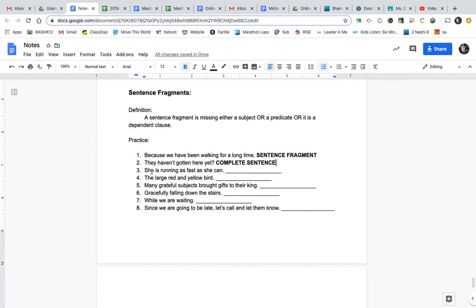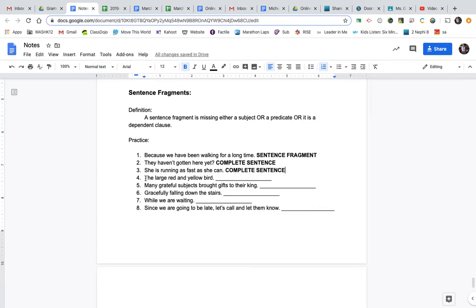Next we have, "She is running as fast as she can." Let's go through our checklist. Is there a subject? Yes, she. Is there a predicate? Yes, is running as fast as she can. Is it an independent clause? She is running as fast as she can. Yeah, that doesn't leave us hanging. It can stand by itself. This is also a complete sentence.